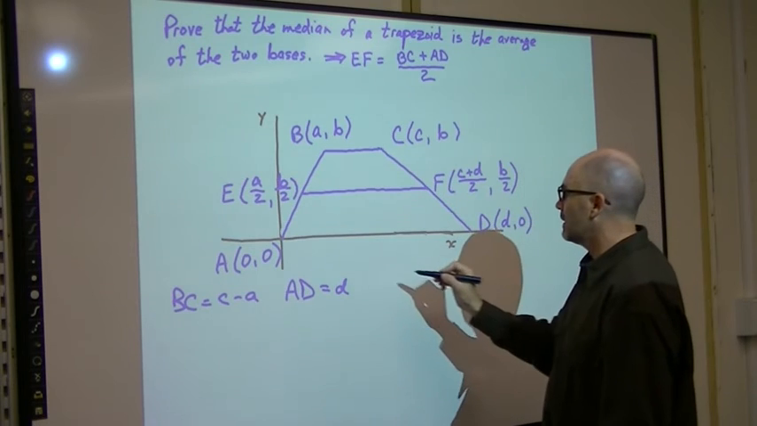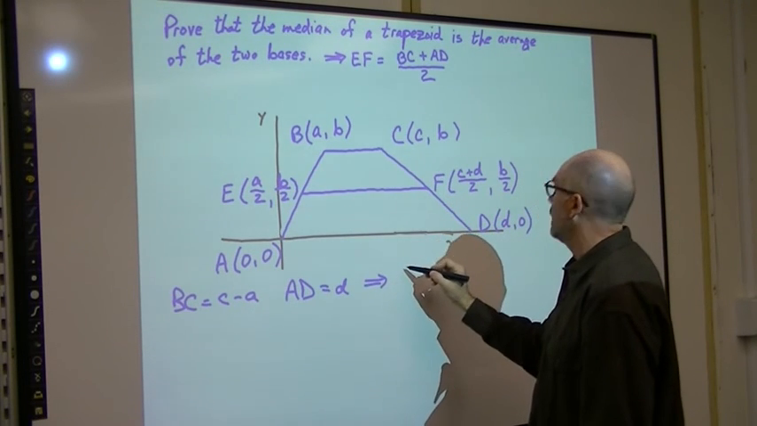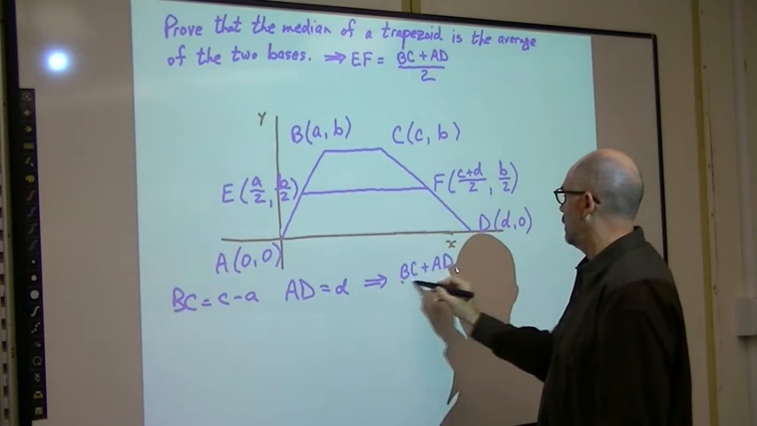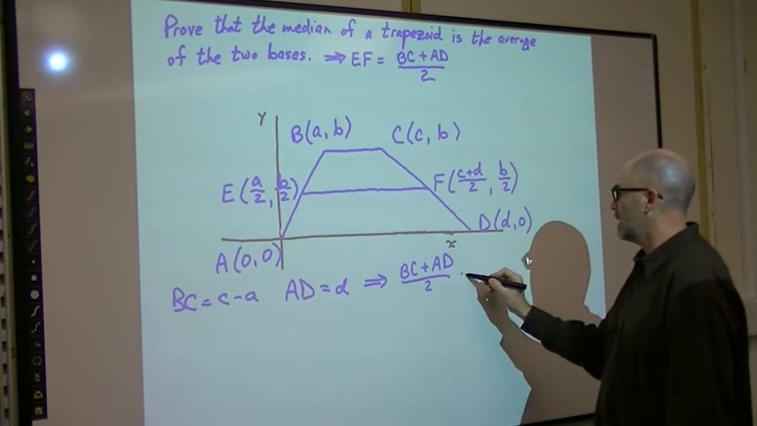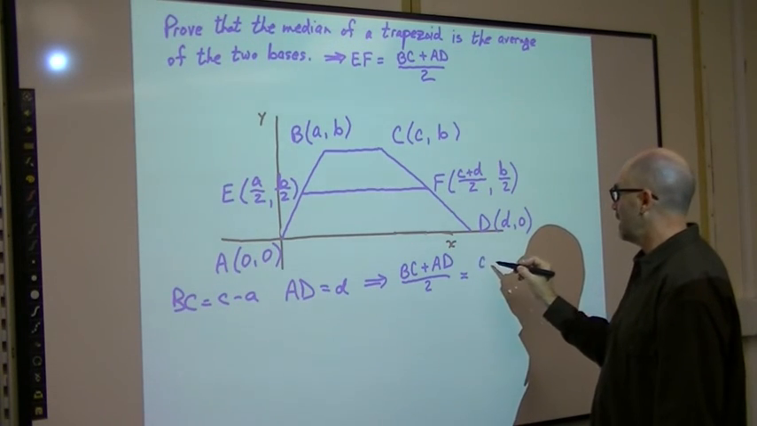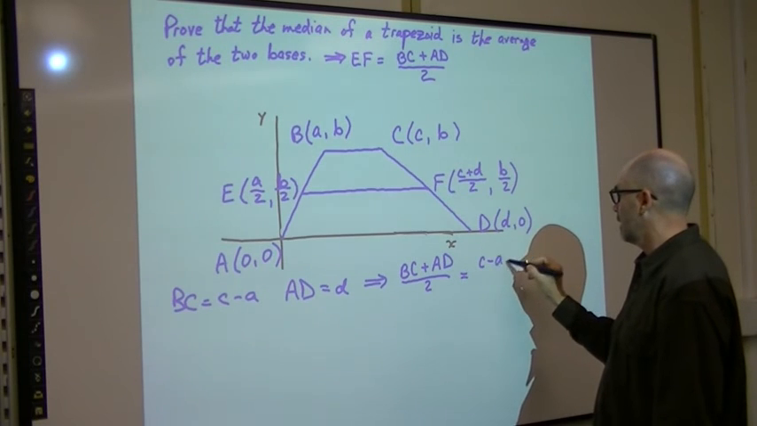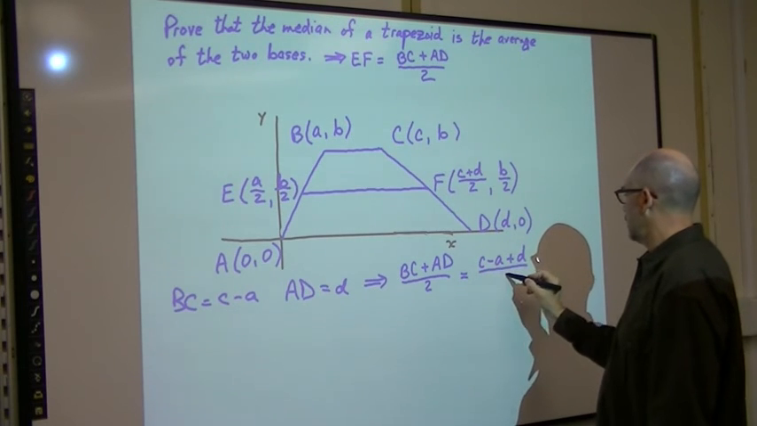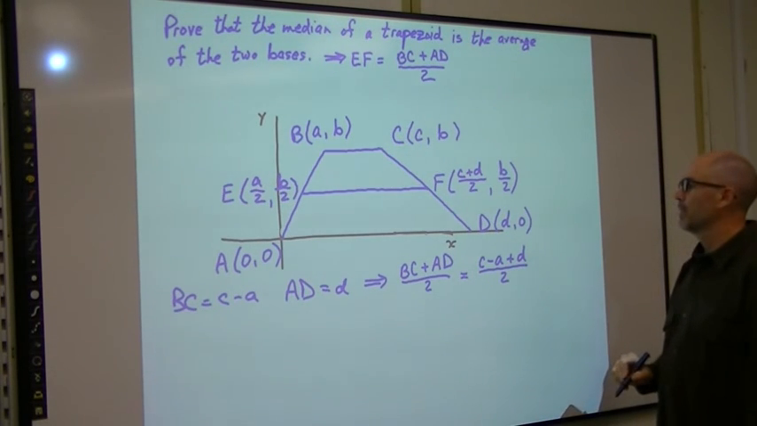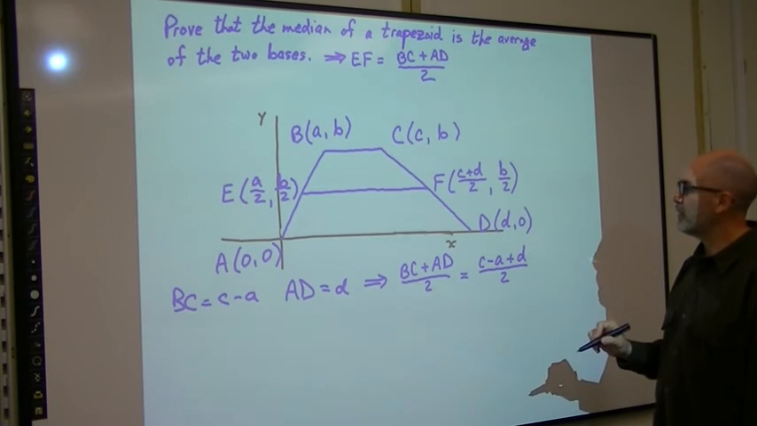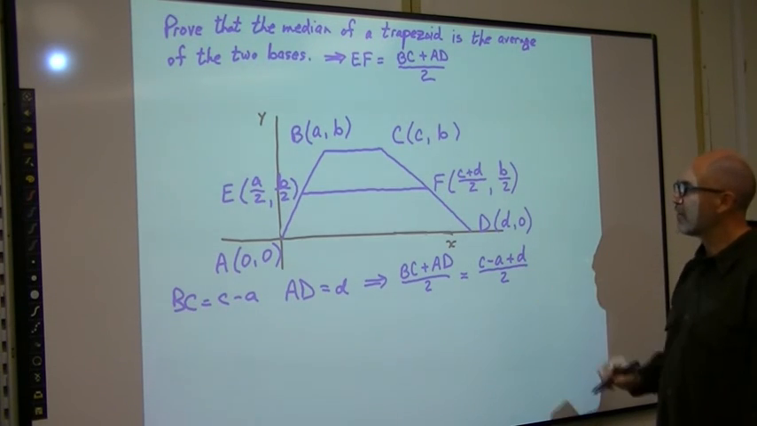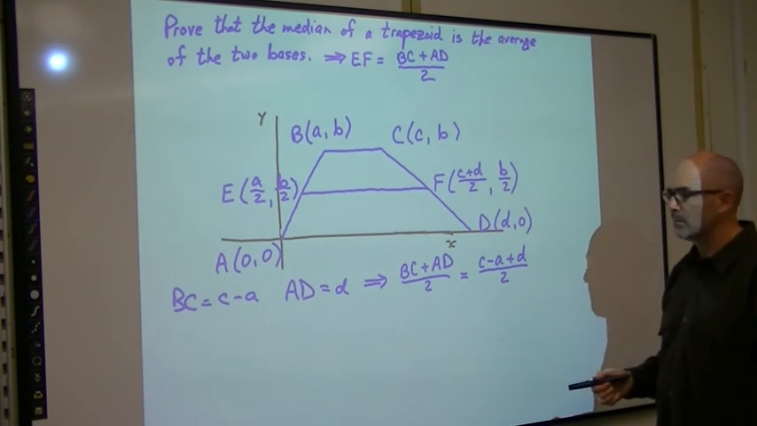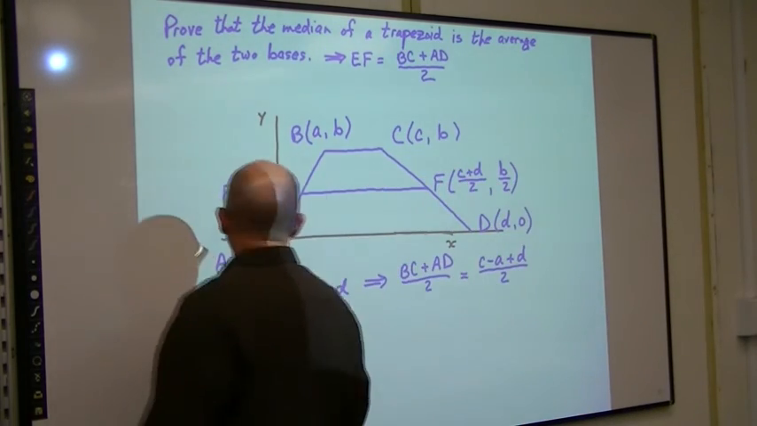So that means BC plus AD over 2 is going to equal C minus A plus D divided by 2. Okay, now what we have to do is prove that EF equals C minus A plus D divided by 2. Okay, so let's do that then.